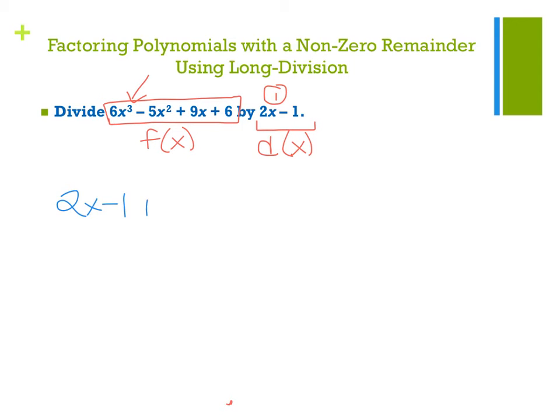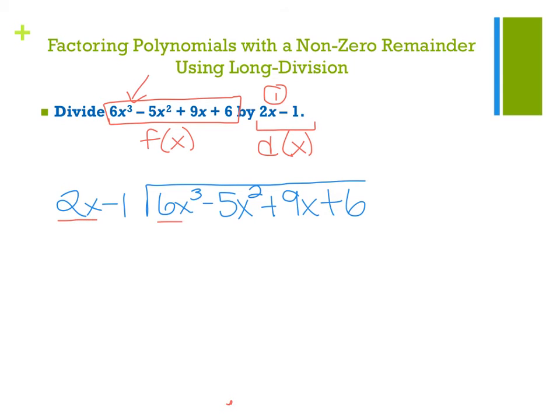Now, if I set this up using long division, I have 2x minus 1 divided into 6x cubed minus 5x squared plus 9x plus 6. If I start this polynomial division, I'm going to divide 2x into 6x cubed. And 6x cubed divided by 2x is 3x squared.